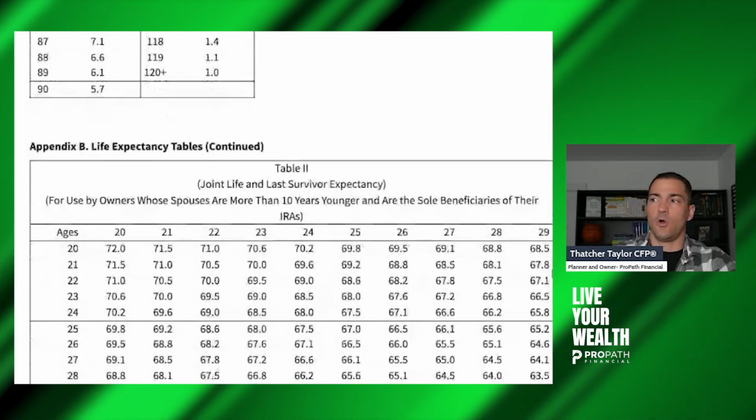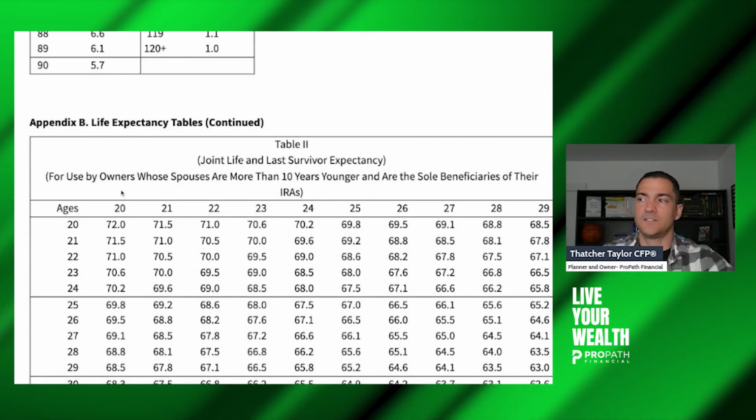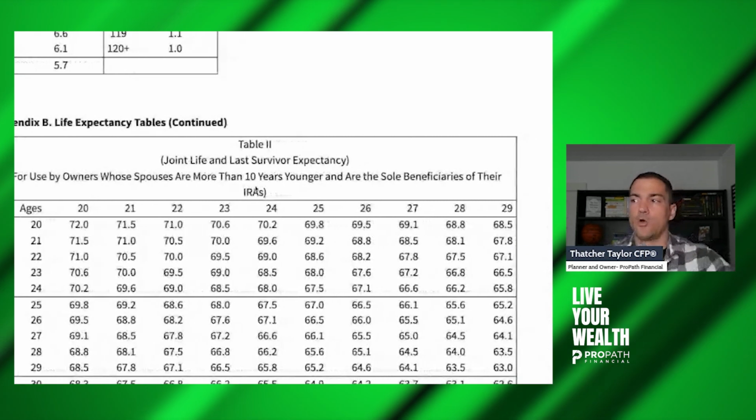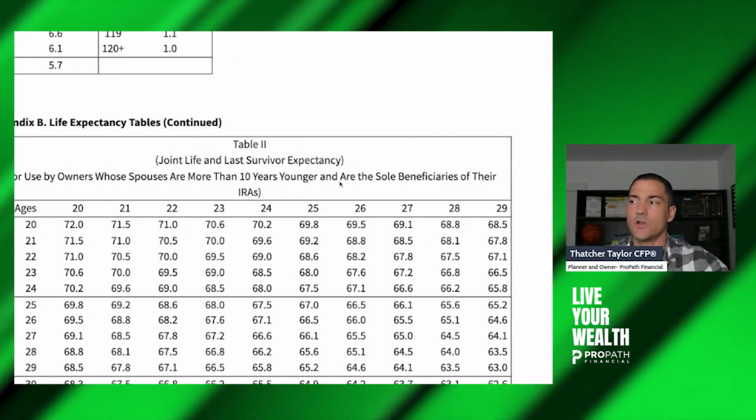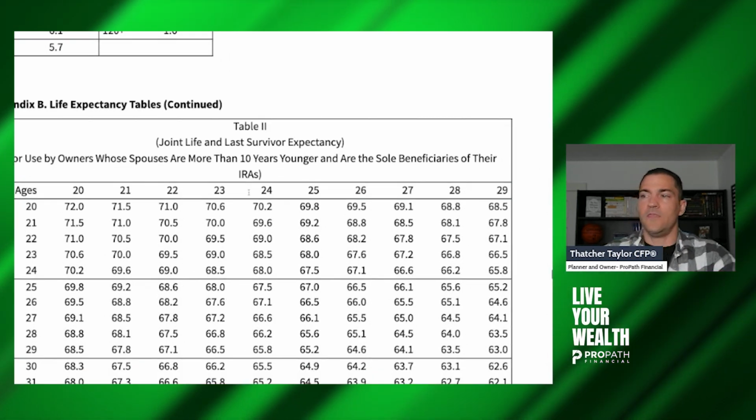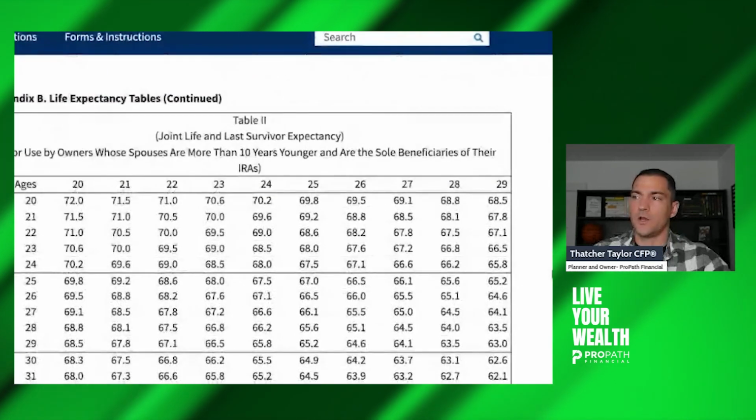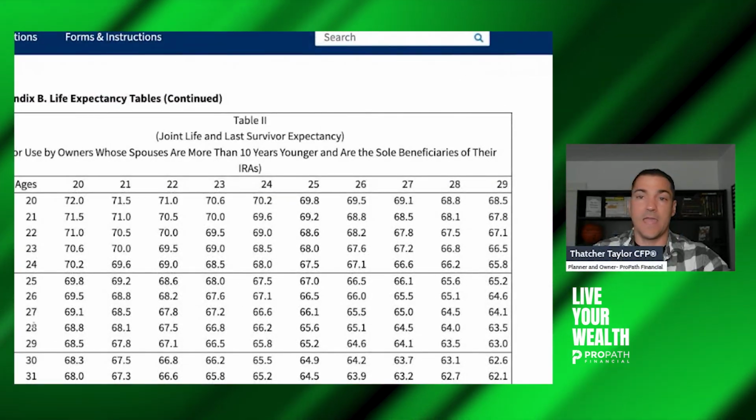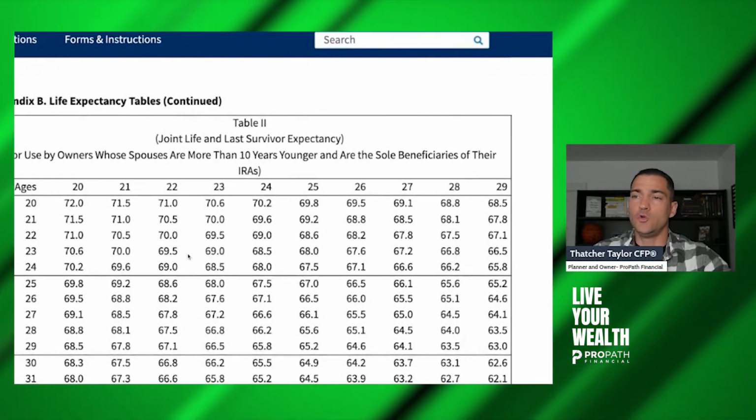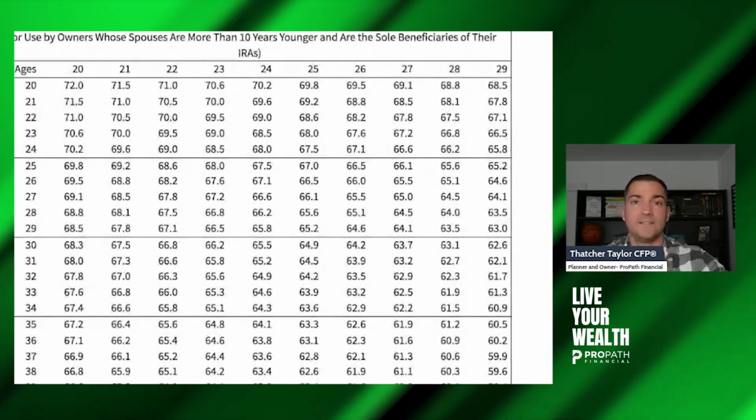We got to keep scrolling. This is table 2 for joint life and last survivor expectancy, and this is for use by owners whose spouses are more than 10 years younger and are the sole beneficiaries of their IRAs. This is a long table because you have to cross-reference ages up here and ages. So you have to use this and cross-reference your spouse's age if they're more than 10 years younger than you.